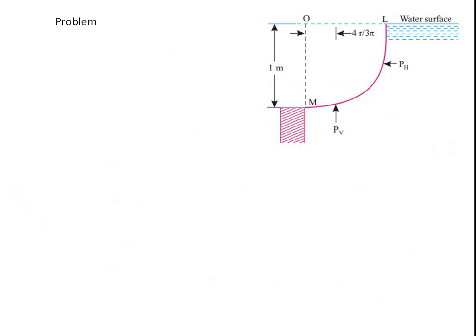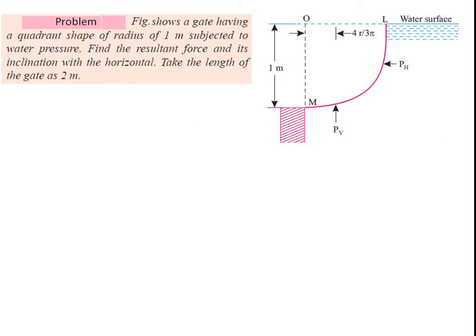98.77 kilonewton. Now this is another problem where a figure shows a gate having a quadrant shape of radius 1 meter subjected to water pressure. Find the resultant force and its inclination with the horizontal. Take the length of gate as 2 meter. Now here the length of gate has been directly given, it is equal to 2 meter, and radius is equal to 1 meter.